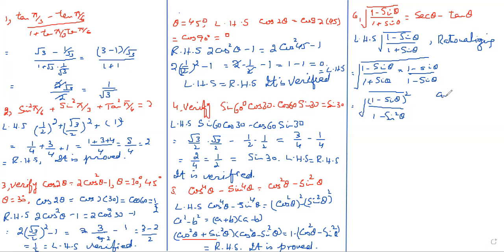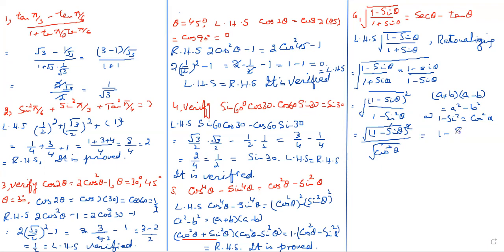So a plus b times a minus b is equals to a square minus b square. And 1 minus sine square theta equals to cosine square theta as well. So it will be equals to 1 minus sine theta the square over cosine square theta. Right, this square and root got cancelled. So we have 1 minus sine theta divided by cosine theta.